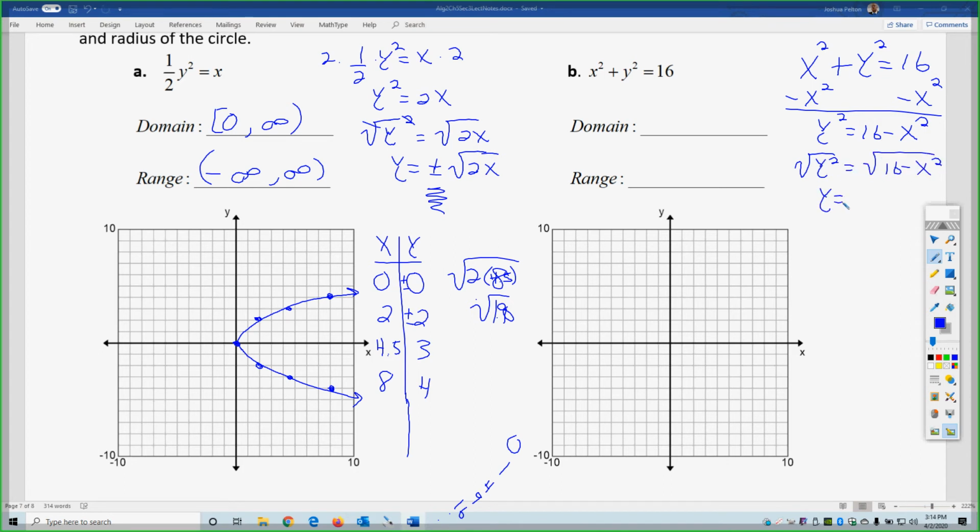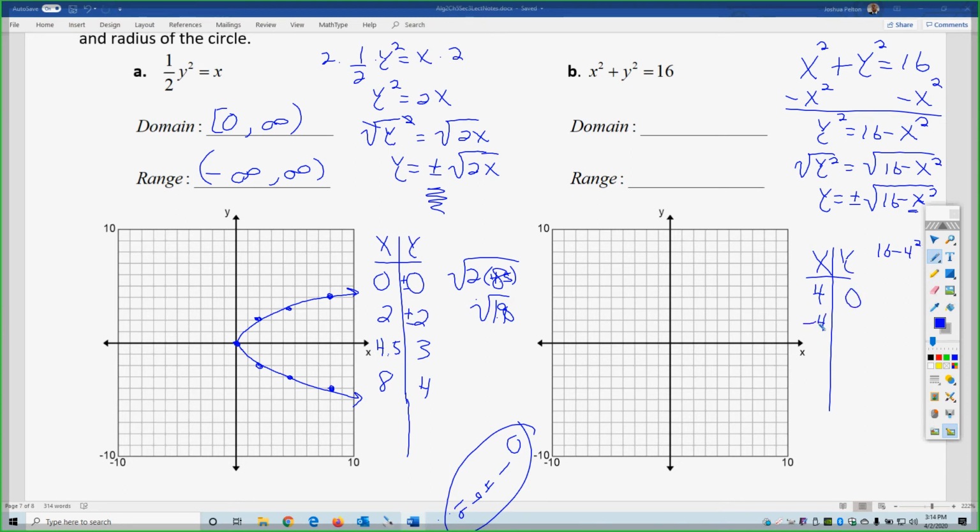So y equals, even root is plus or minus, the square root of 16 minus x squared. Again, make yourself a table of values, x and y. What are some easy things to get? These are the easy square roots to get. How do I get 0? Well, 16 minus 16 would be 0. So the question is, what do you plug in for x to get that? Well, 4 would work. If I plug in 4, that'd be 16 minus 4 squared, which would be 0.